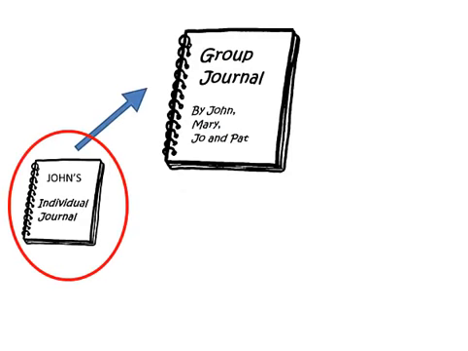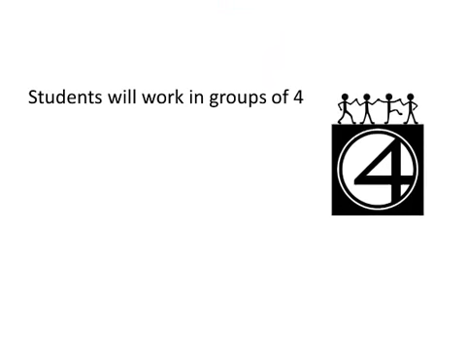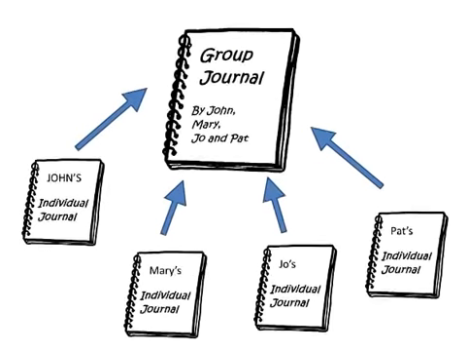Next, students are asked to produce a group lab journal. In this part of the assignment, students will work together in groups of 4. And the students will be organised into those groups during class time on Wednesday the 24th of October. Please ensure that you're in class on that day so that you can be allocated to a group. Once you know your group, it's time to start preparing your group journal.